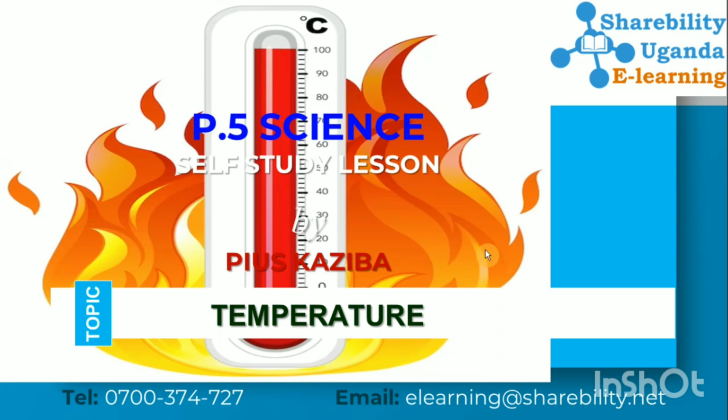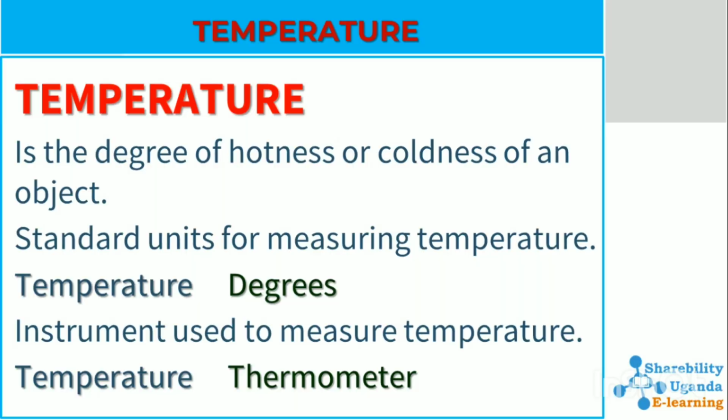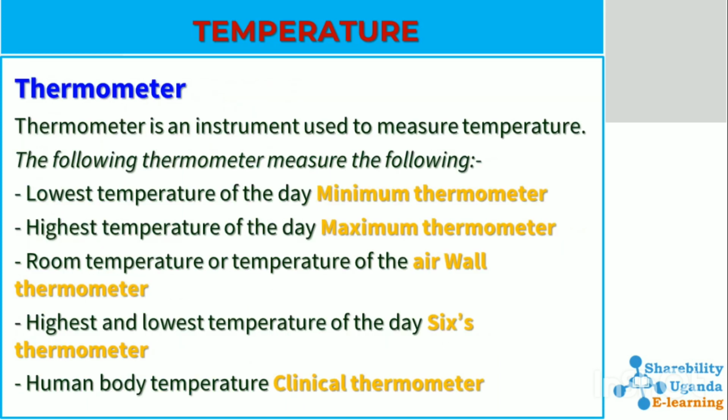In our P5 Science Self-Study lesson today, we shall be looking at temperature, which is defined as the degree of hotness or coldness of an object. The standard unit for measuring temperature is the degree, and the instrument used to measure temperature is called the thermometer. We have various types of thermometers that are used to measure temperatures of different objects and places.